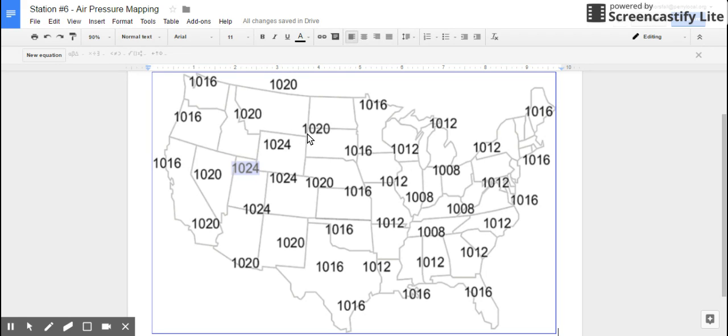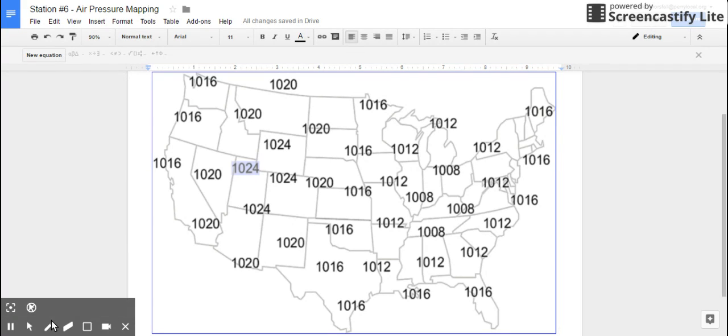You'll notice that these count in fours on this map. Most maps that we'll be dealing with will count by fours, but they can also count by twos or by ones, different maps. The second thing we're going to be doing is labeling high and low pressure areas. So we'll do that after we have our isobars drawn. And then lastly, we're going to use the isobars that we draw to map the direction of wind.